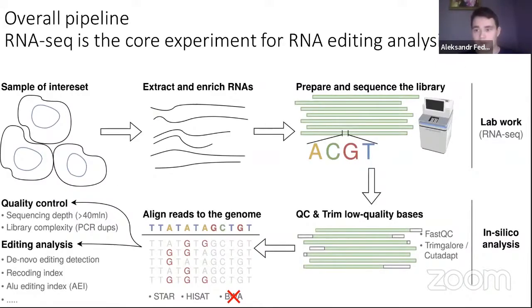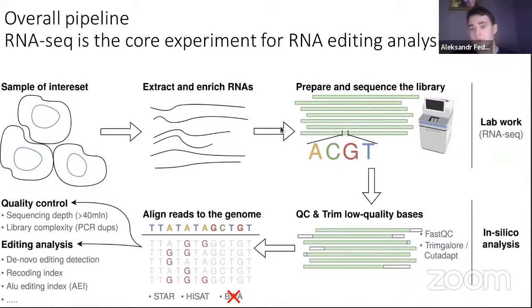Like many other biological projects, RNA editing is based on an experiment called RNA-seq. It's a wet lab experiment. So we start with a sample of interest and extract and enrich our target RNAs. It is important to extract only RNAs you are interested in and enrich for RNAs, again, you are interested in. Because, for example, if you want to study microRNAs, then by all means, enrich microRNAs in this step. Then these RNAs are fragmented and sequenced, as usual. Short reads Illumina sequencing. I highly recommend to use paired-end sequencing and as long reads as possible.